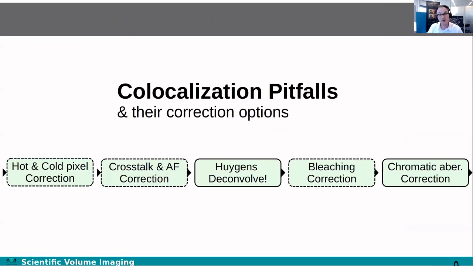Okay, so let's have a closer look at colocalization pitfalls. What can happen during acquisition and how can we correct for it? We'll also be going through the options that are available in Huygens to correct for this.